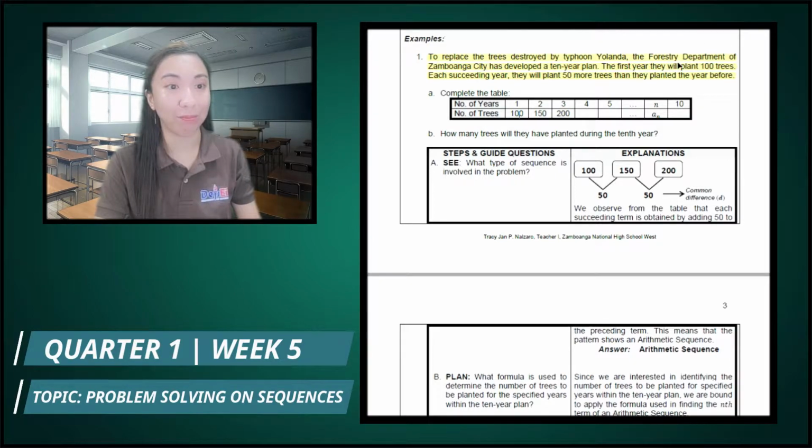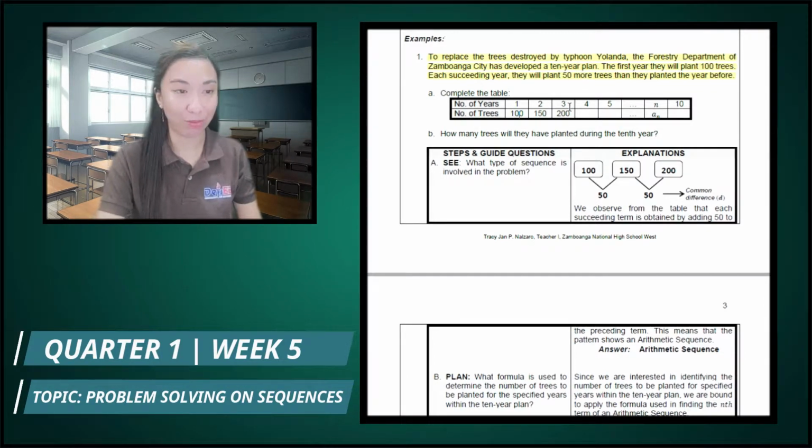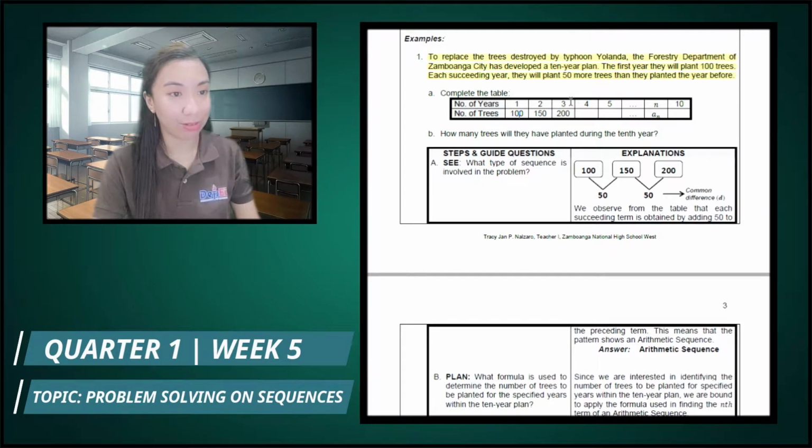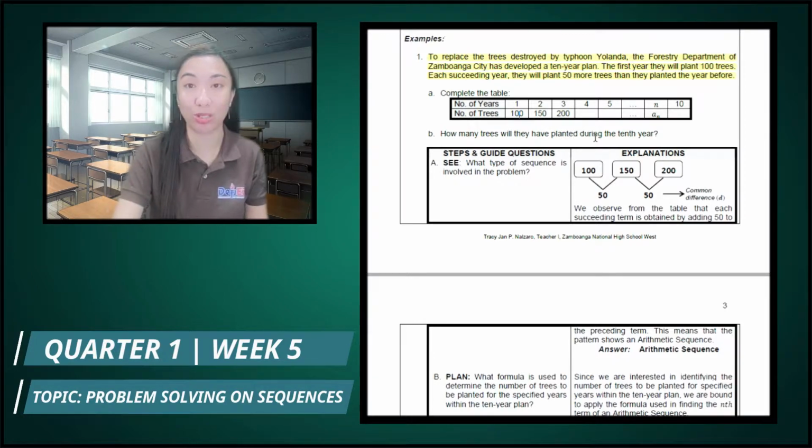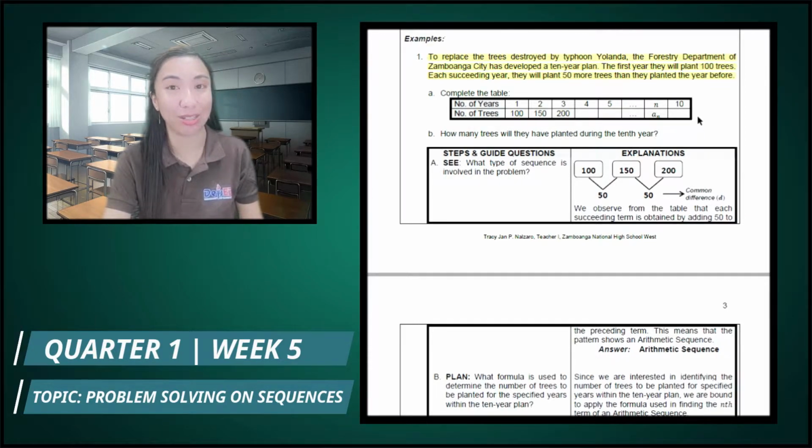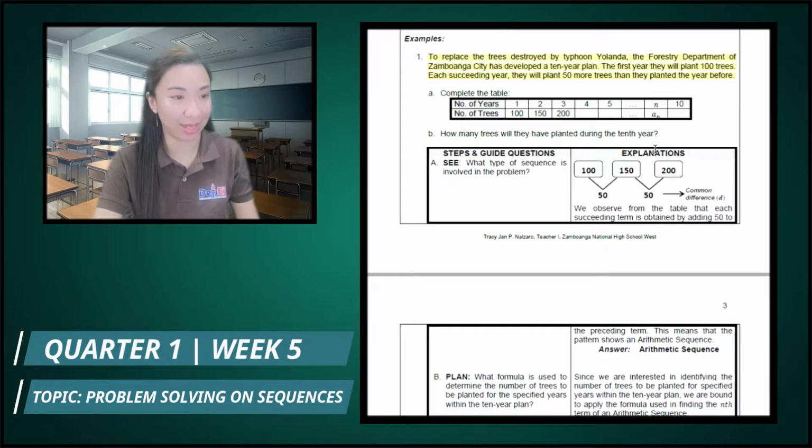The first year, they will plant 100 trees. Followed by the second year, it became 150 because, as it is stated here, they will plant 50 more trees than they planted the year before. And then for year 3, you have 200 and so on. So you have to complete the table. And then letter B, how many trees will they have planted during the 10th year? This is actually the problem that we need to answer.